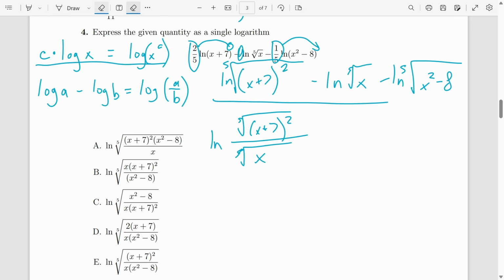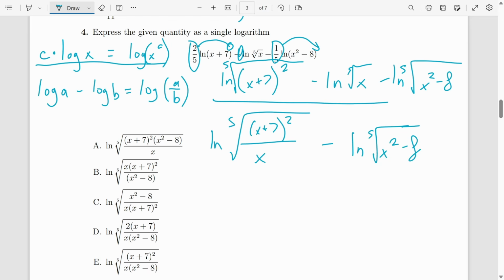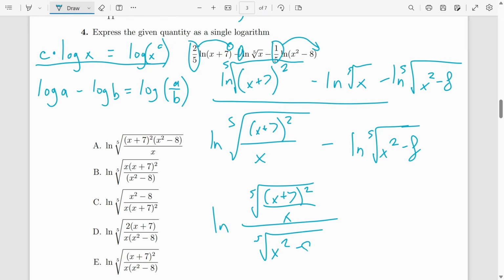What we can do even further is that since both the top and the bottom have a fifth root in them, that's the outside part, the fifth root, we can just combine it into one fifth root. So this will all become the fifth root of the fraction. That makes it even simpler. And now we've got that third term to worry about, ln of fifth root of x squared minus 8. I guess technically now it's the second term. We can do the same thing again where we divide it all into one logarithm. So this is now ln of the fifth root of x plus 7 squared over x divided by the fifth root of x squared minus 8.